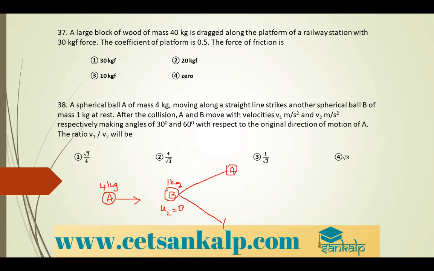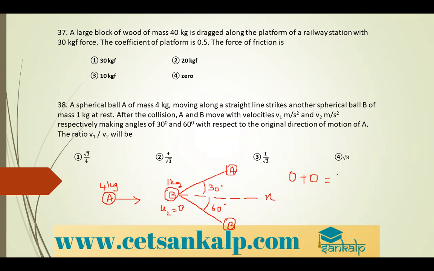This is A and this is B. So V1, V2 and V3. It makes an angle theta. One is 30 degrees, the other one is 60 degrees with respect to the original direction of the body. Now, according to the law of conservation of linear momentum, both u1 and u2 are equal to 0. So 0 plus 0 is equal to, this particular body, from there it has moved with these different velocities.